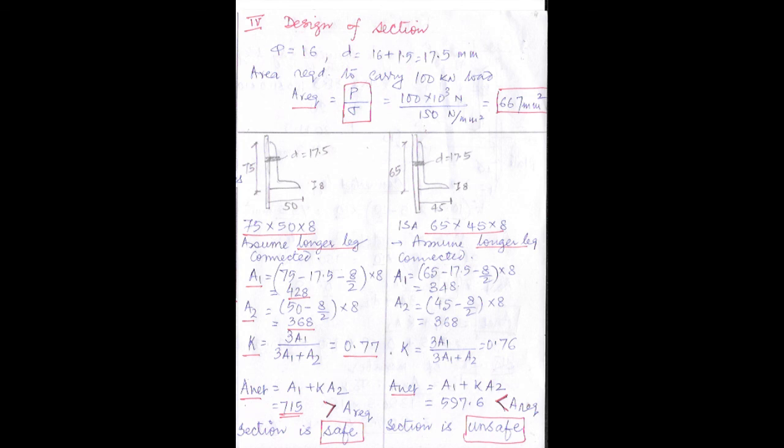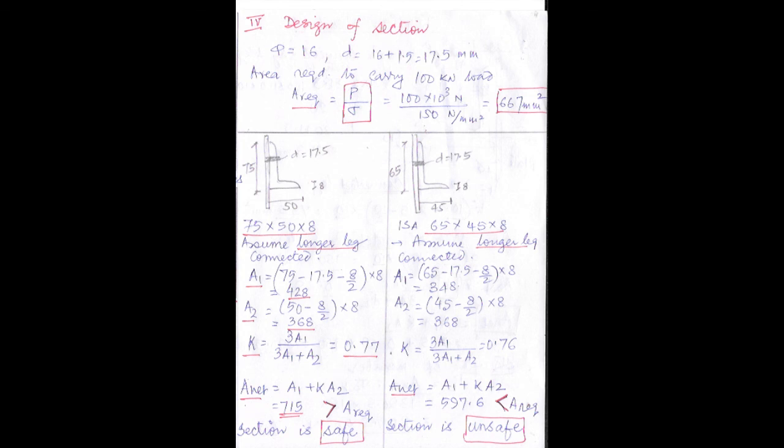So we should convert it into Newton: 100 into 10 cube Newton. And sigma is 150 MPa. MPa means what? Newton per mm square. So that's why we have to convert the load also into Newton, otherwise the unit will not match. By this calculation we are getting the area as 667 millimeter square. Keep it. So this much area we need.